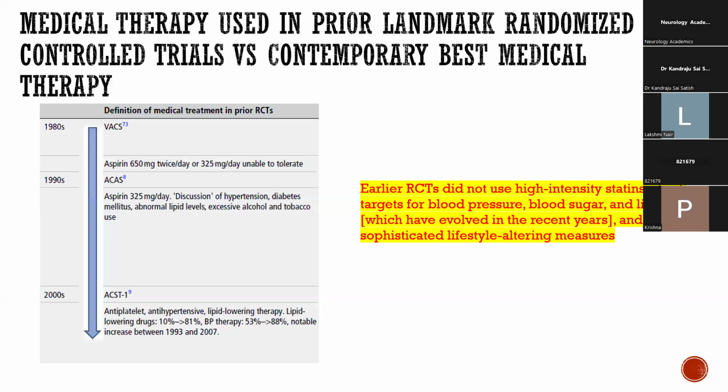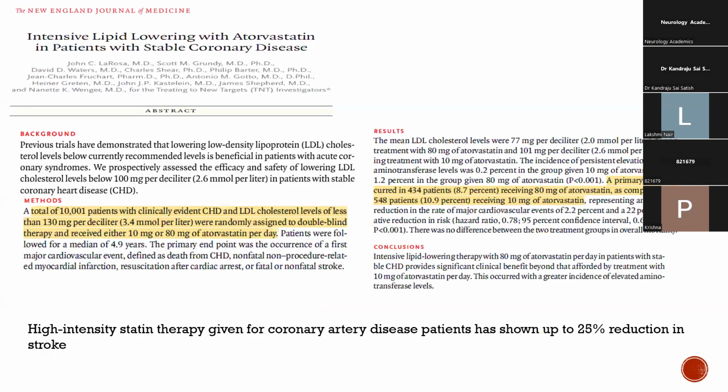But they considered the other risk factors like hypertension, diabetes, abnormal lipid levels, excessive alcohol, as well as tobacco use. And in the 2000s, that is in the ACST trial, along with the antiplatelets, the other risk factor control was also considered. The earlier RCTs did not use a high intensity statin or strict targets of blood pressure, blood sugar, and lipid levels. So that may be the reason why the medically treated arm benefited less compared to the surgical arm.